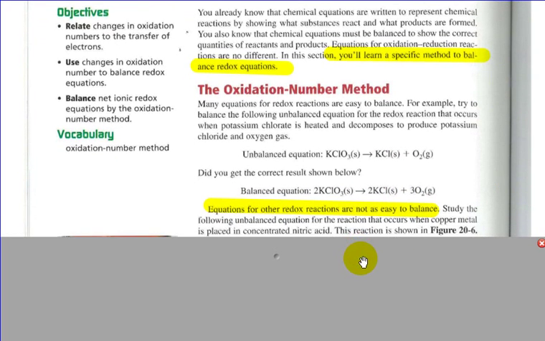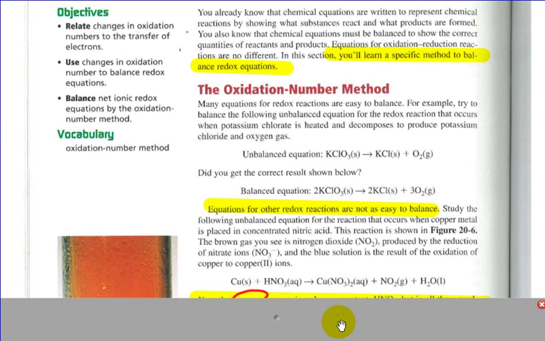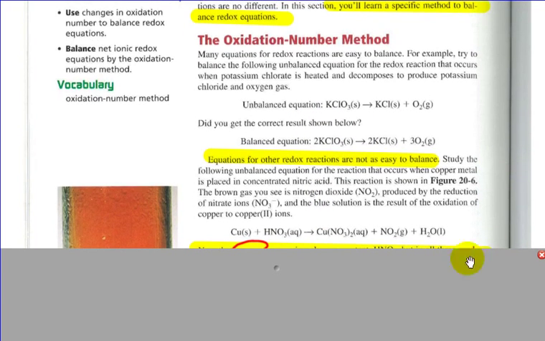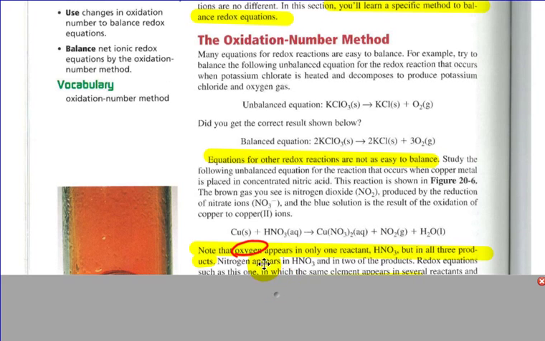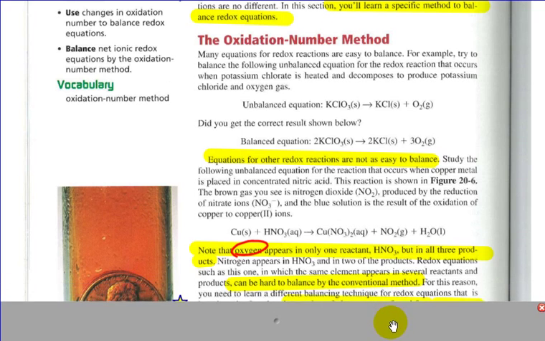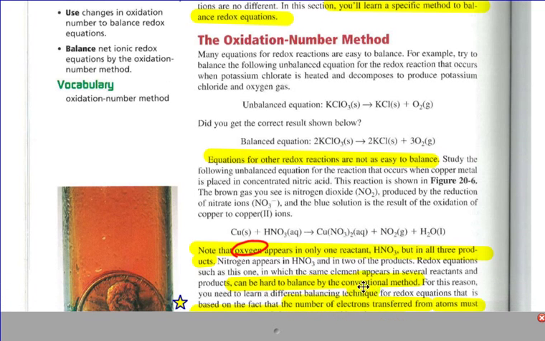Equations for other redox reactions are not easy to balance by conventional means that we have learned up to this point. For example, if we look at this, it's quite difficult, and the primary reason is because we have oxygens in many different compounds here. Oxygen here, oxygen here, oxygen here, oxygen here. When you have oxygen occurring in many different compounds, it's very difficult to balance by conventional means. Note that oxygen appears in only one reactant, but it's in all 3 products. Redox equations such as this, in which the same element appears in several reactants and products, could be hard to balance by the conventional method.